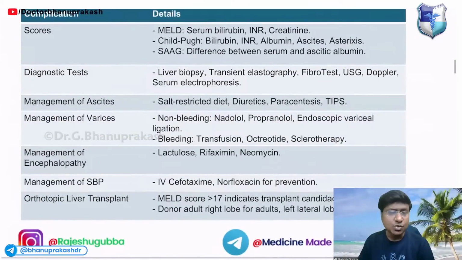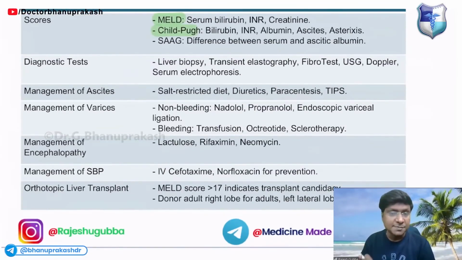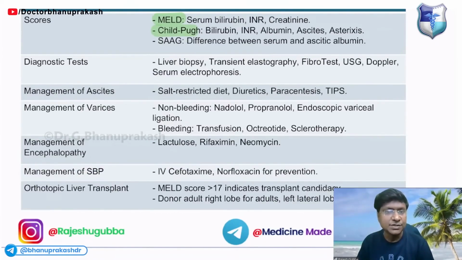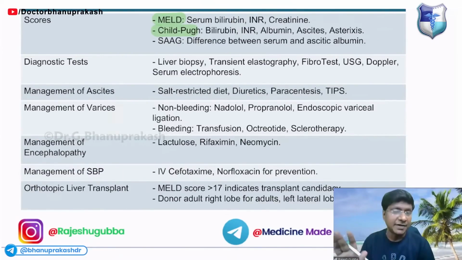Now, what are the scoring systems in case of cirrhosis of liver? Almost the same as what we have discussed in alcoholic hepatitis just now: the MELD score as well as the Child-Pugh score. What is important in these particular scores is that you need to remember the parameters. Even in your sleep, you should not forget the parameters of the MELD score, Child-Pugh score, Maddrey's discriminant function score, and PELD score. You should never forget. That is definitely an asked question.